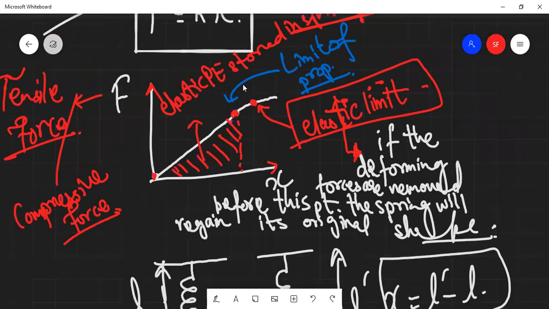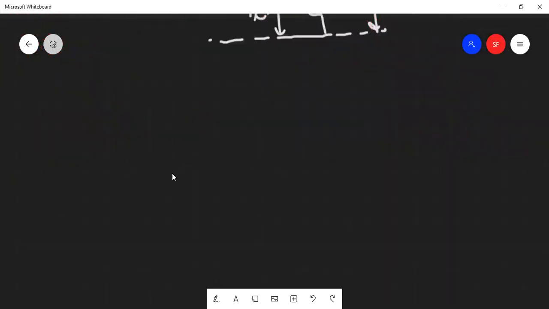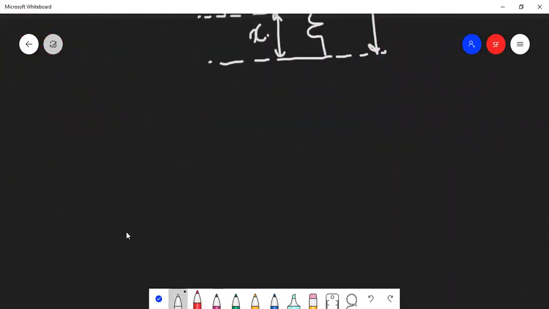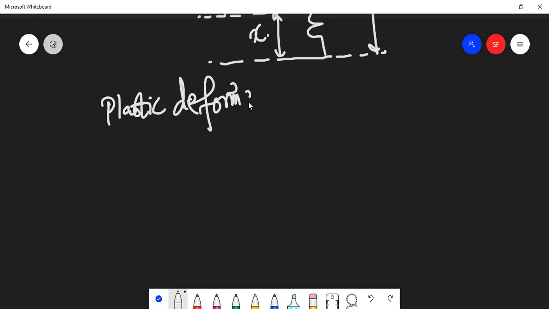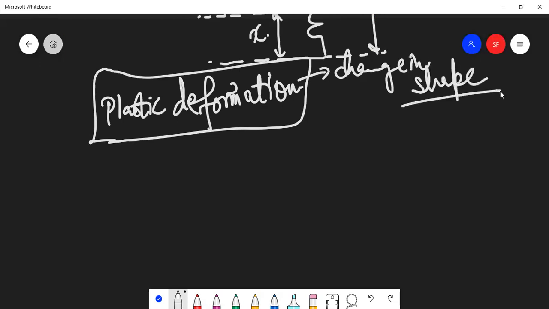Now if the graph is extended beyond the elastic limit and then the force is removed, the spring will undergo plastic deformation. Plastic deformation means that it will become permanently extended or permanently deformed. Deformation, I hope you know what deformation means. It means a change in shape of an object, which is due to the force applied on it.